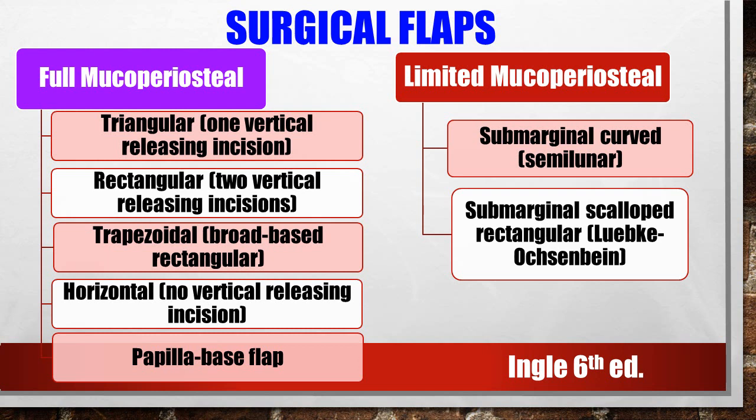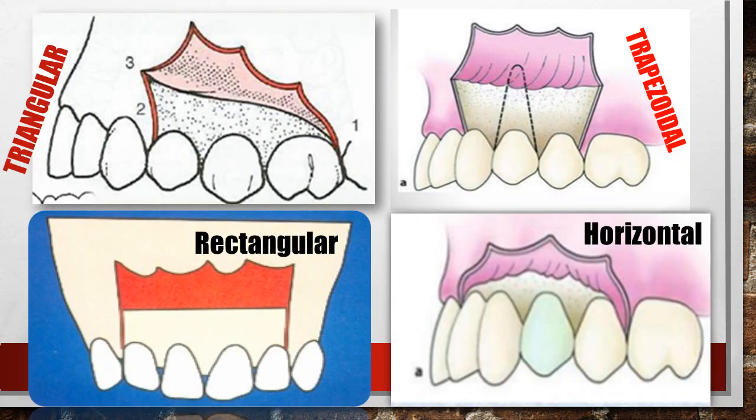However, you do have the Luebke-Ochsenbein flap. This is the submarginal scalloped rectangular flap. This is the most commonly practiced flap in endodontics right now, other than the trapezoidal. Okay, the broad-based rectangular flap.